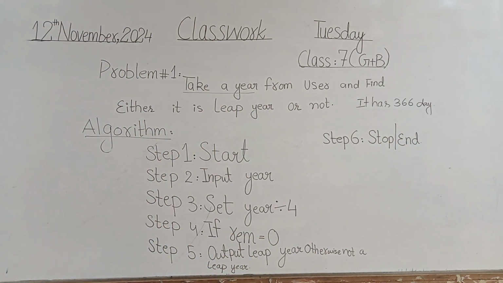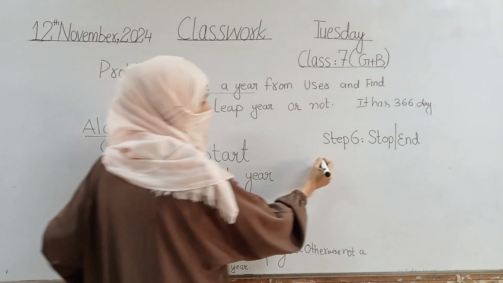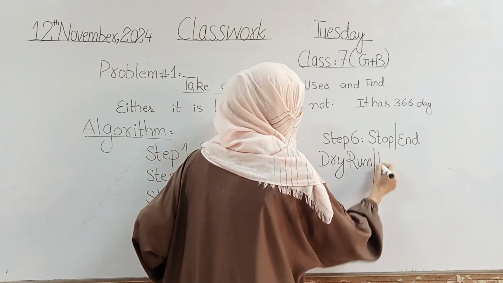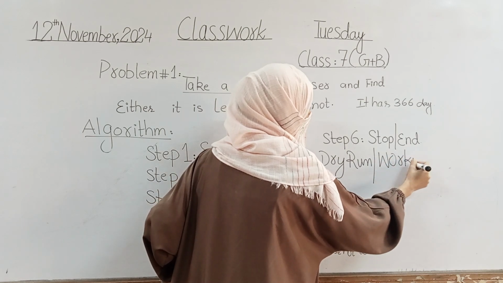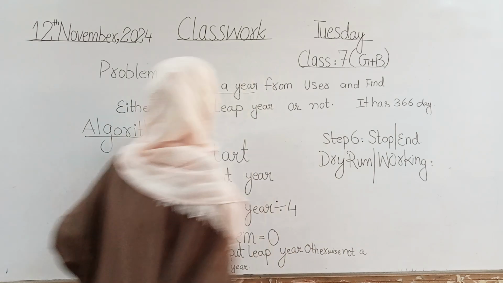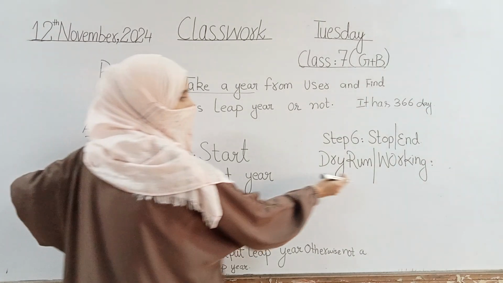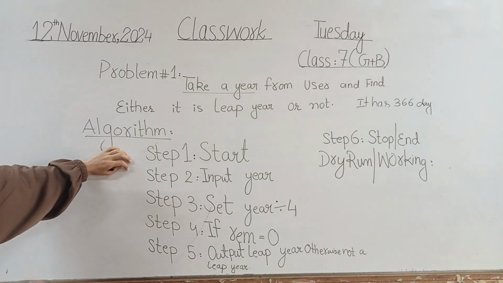Now it's time to dry run our algorithm, to check whether it is correct or not. We will discuss how we can draw a flow chart of this problem in the next video lesson, inshallah. But first we have to dry run, which we already discussed at the start. You can write dry run or working. Go to step number 1 of the algorithm. Step number 1 is start. It means our dry run and compiling of our algorithm is starting.